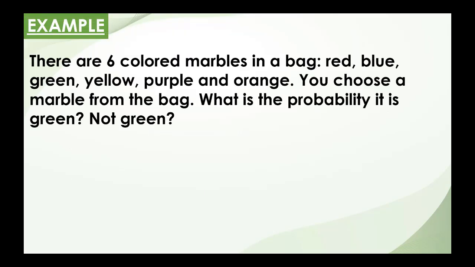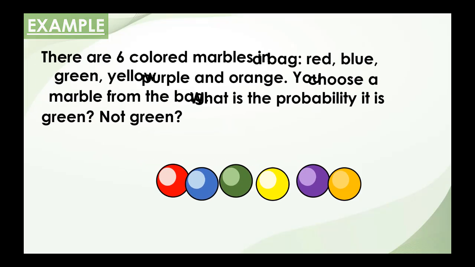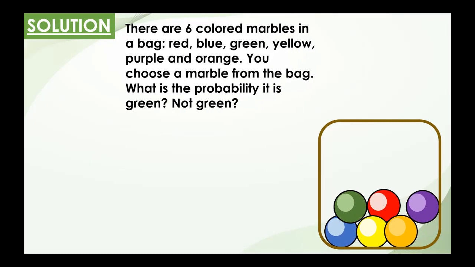So let's take a look at an example. There are 6 colored marbles in a bag: red, blue, green, yellow, purple, and orange. You choose a marble from the bag. What is the probability that it's green? What's the probability that it's not green? So let's put these marbles in a bag and let's think about this, right? The probability that it's green.